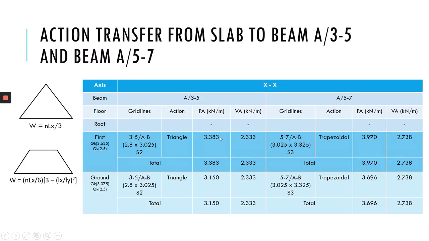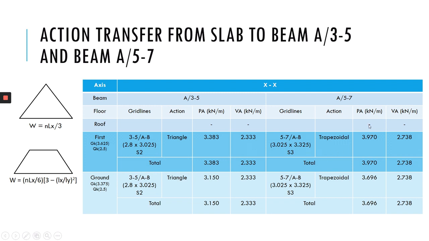So how to get this 3.383 for the permanent action is equal to n, 3.625 for the first floor, times your Lx here. Lx is 2.8 divided by 3, you will get 3.383. For this variable action, n is equal to 2.5 times 2.8, which is your Lx, divided by 3, you will get 2.333.